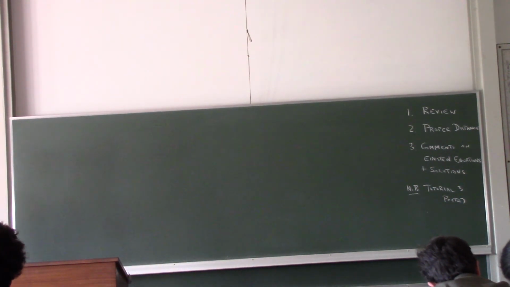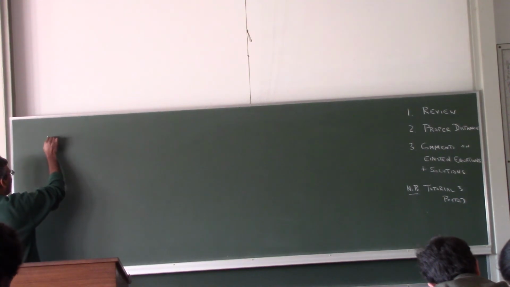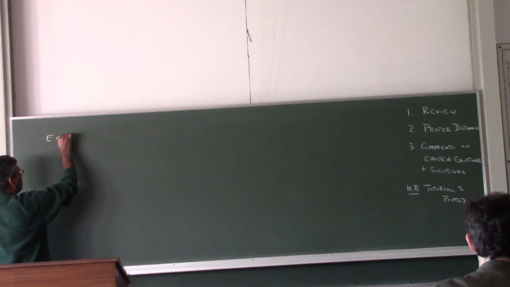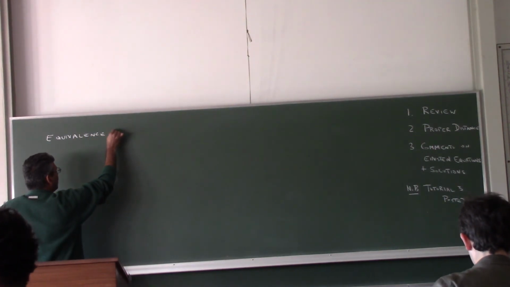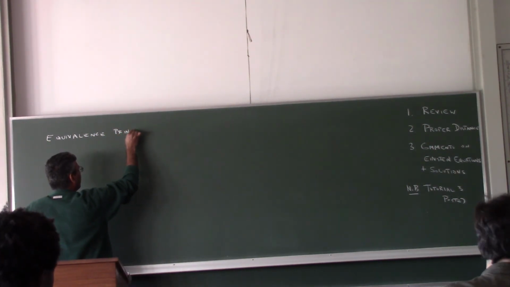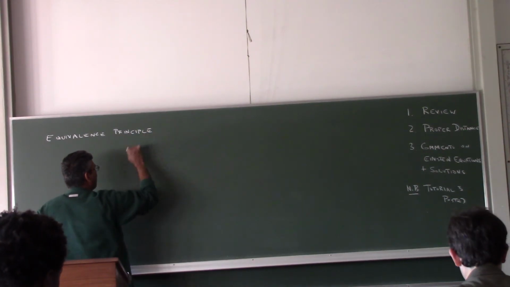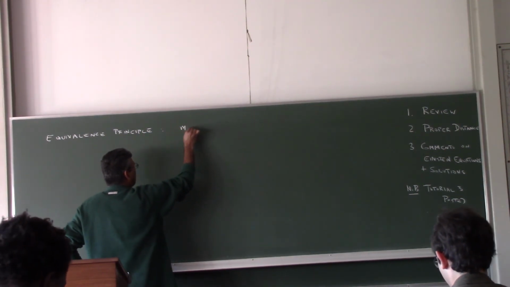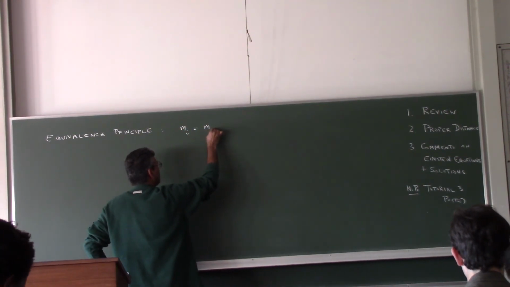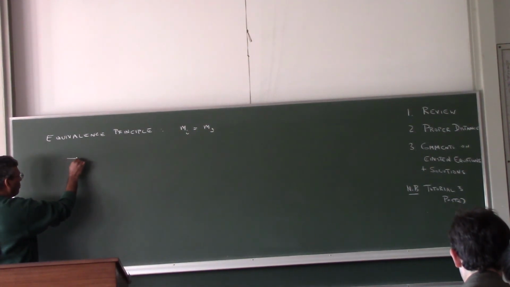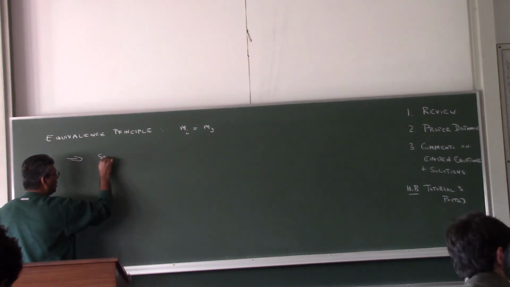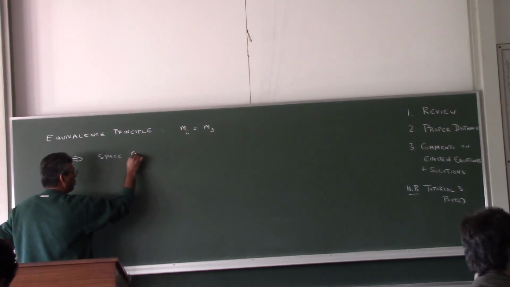So, to review, we discussed earlier the equivalence principle. The equivalence principle basically says that inertial mass is the same as gravitational mass. And Einstein used the equivalence principle to deduce that space was curved.